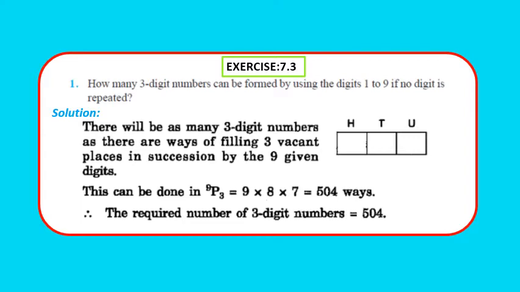So the required number of 3-digit numbers is 504. Or, the hundreds place can be filled in 9 ways, tens will be filled in 8 ways, and unit place will be filled in 7 ways. So using the fundamental principle of counting, it will be 9 into 8 into 7. Clear? So you can go in any of these ways. So pause and note down the solution.